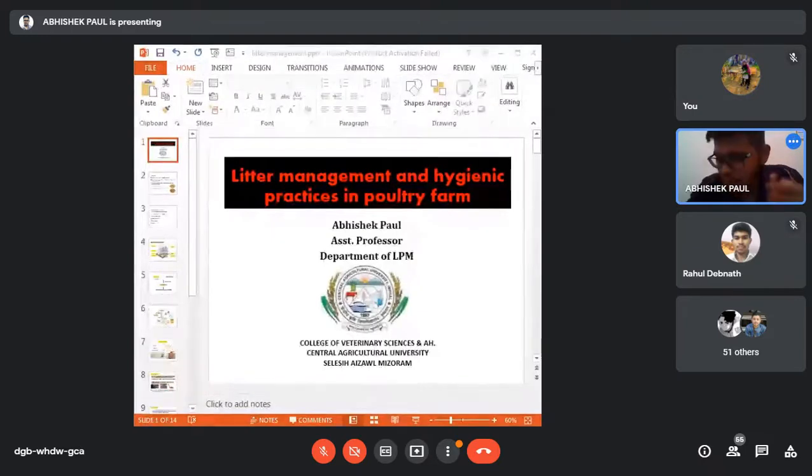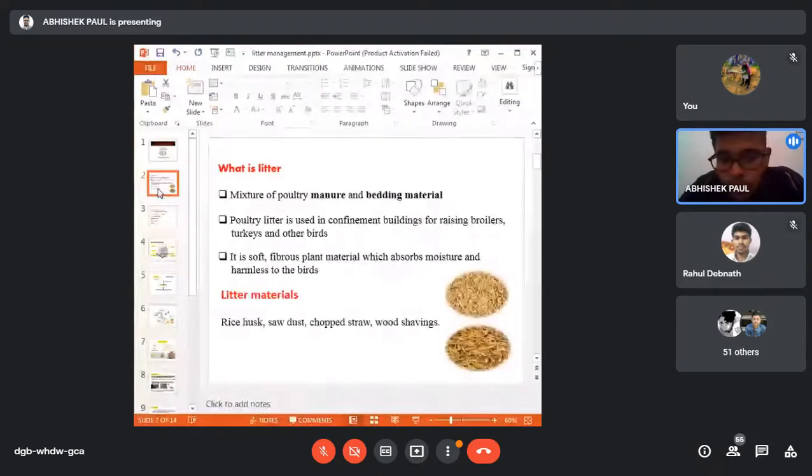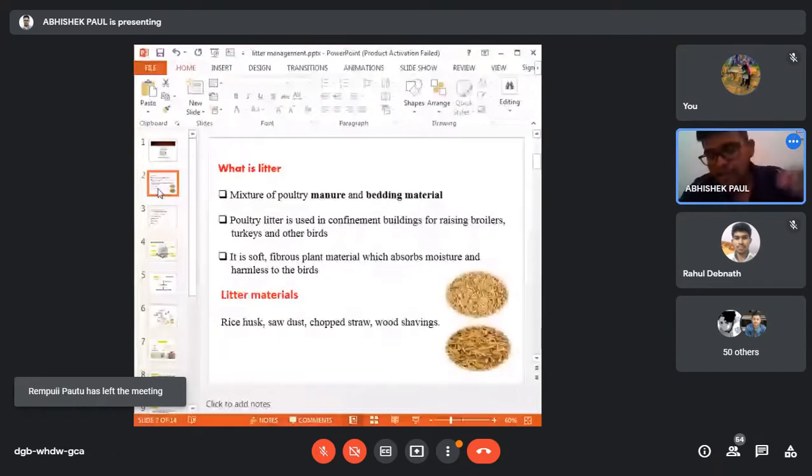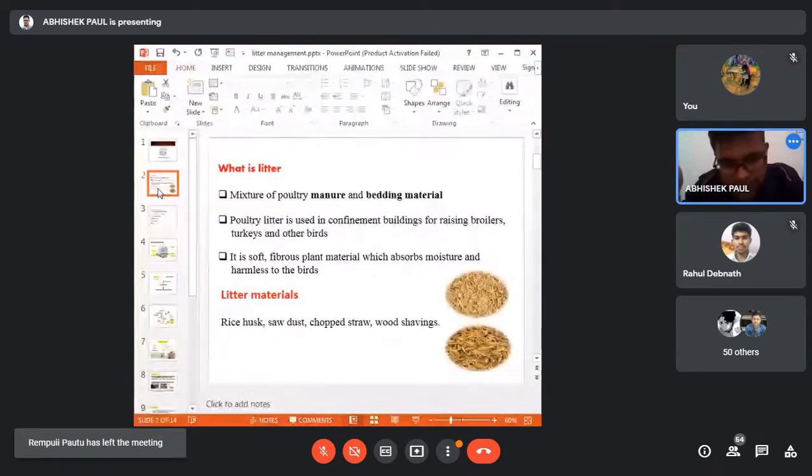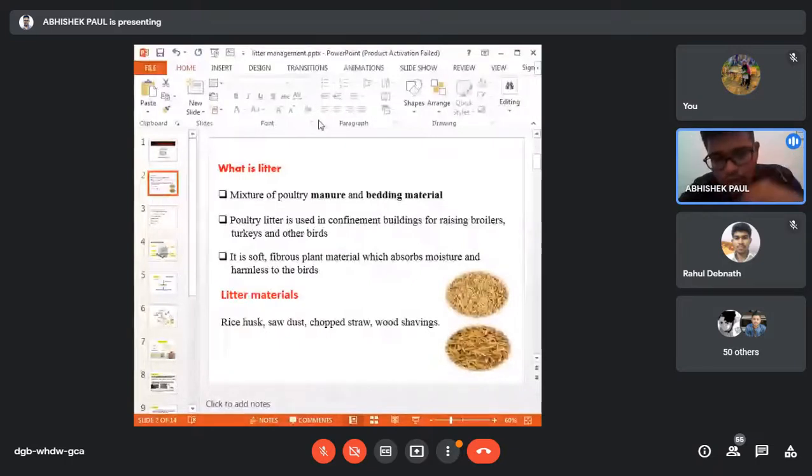So don't get confused. Let us know what litter is. Litter is nothing but the mixture of poultry manure and bedding material. Bedding material means rice husk, sawdust, chopped straw, or wood shaving. If you are using it for bedding purposes, then it is called bedding material. And when this bedding material is mixed with the poultry manure, then it is called litter. So litter is a mixture of poultry manure and bedding material.